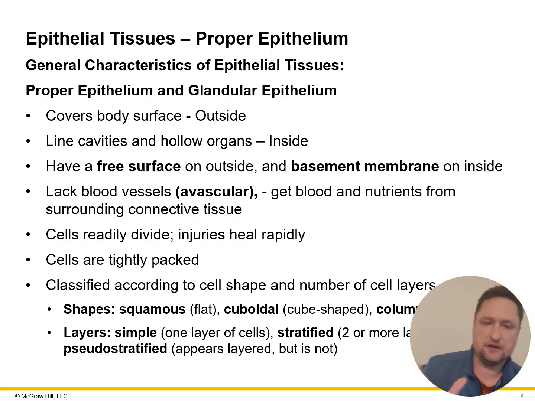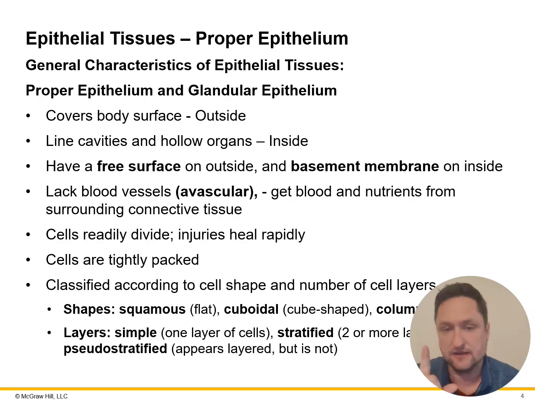Organization-wise, they are organized based on the number of cell layers and the shape of the cells. If there's only one layer of cells, the tissue is described as simple epithelium. If multiple layers exist, it is called stratified. A third category is pseudostratified. This one will appear to be layered, but it's just a chaotic arrangement. There's actually only one layer. So it's kind of throwing you for a loop when you look at it.